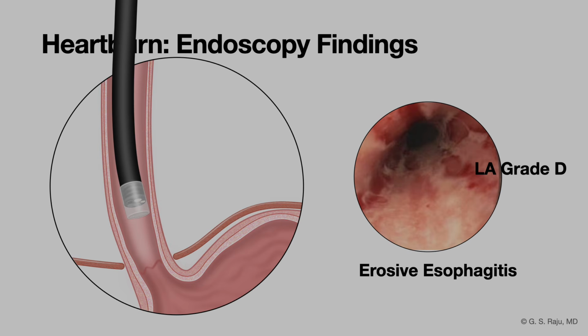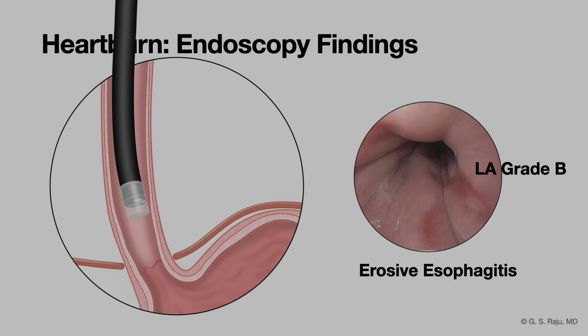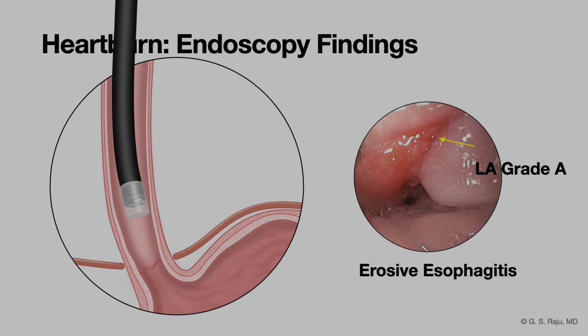Compared to this, a milder grade is LA grade C. You still have a lot of damage, but the damage is not circumferential. And then compared to that, LA grade B, these are longitudinal streaks of erosions more than 5 millimeters. And when it is less than 5 millimeters, it is LA grade A. So we talked about esophagitis, grade of esophagitis, and we talked about whether the patient has hiatal hernia or not.